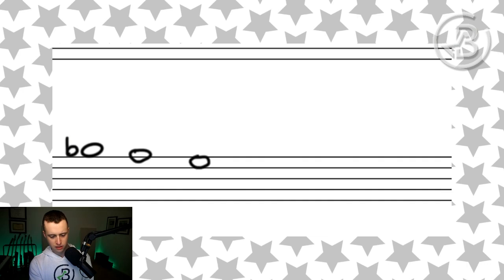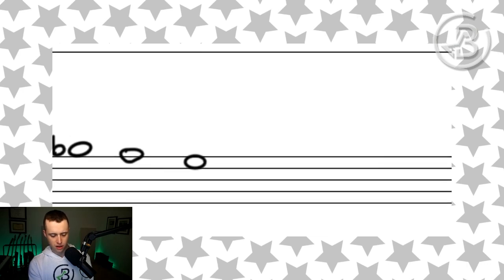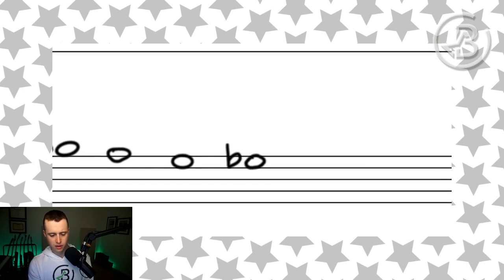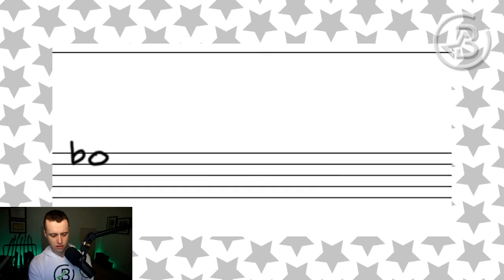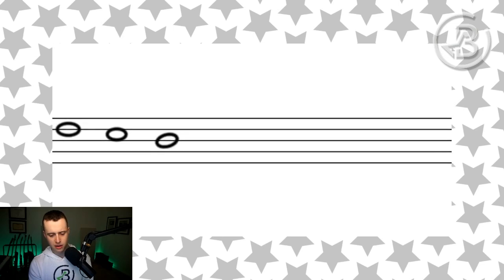go straight to E. There's no flats or sharps. Then we go to E flat. And we go to D. Then we go to D flat, at which point we arrive at C. We go straight to B. Remember, no sharps or flats between B and C.